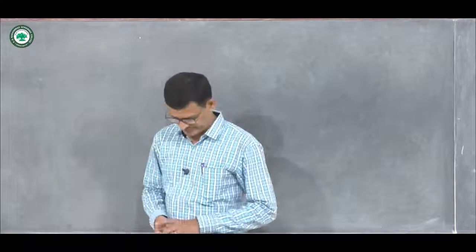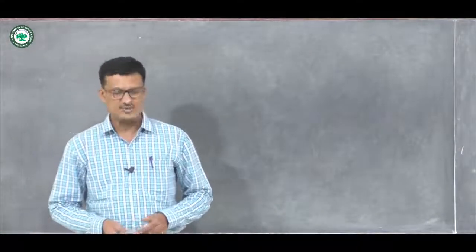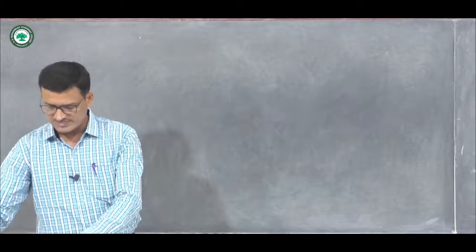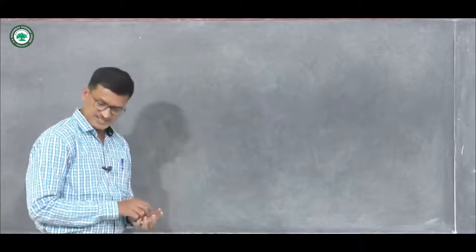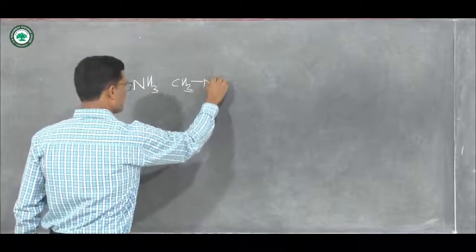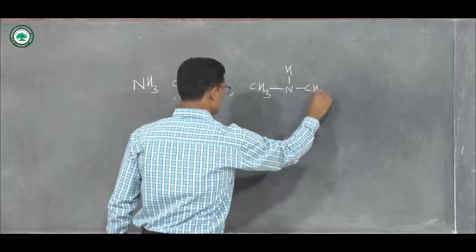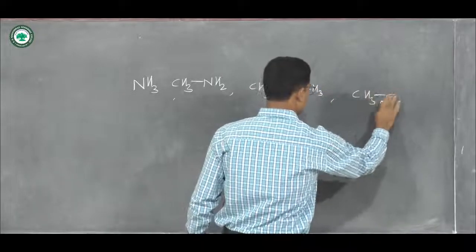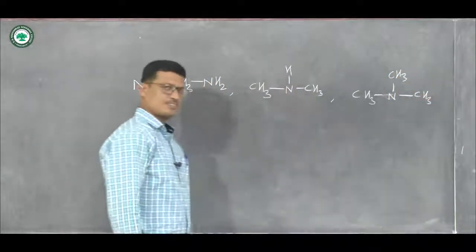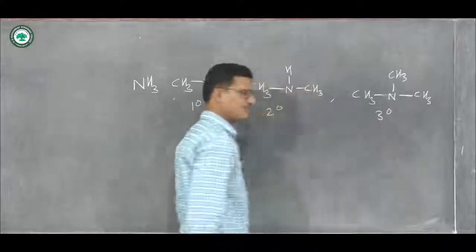After the factors which affect the strength of bases, we take one example and compare the basicity of aliphatic bases. So we take the first example, ammonia. Then methylamine, dimethylamine, and trimethylamine. Remember, methylamine is the primary base, dimethylamine is the secondary one, and trimethylamine is a tertiary base.